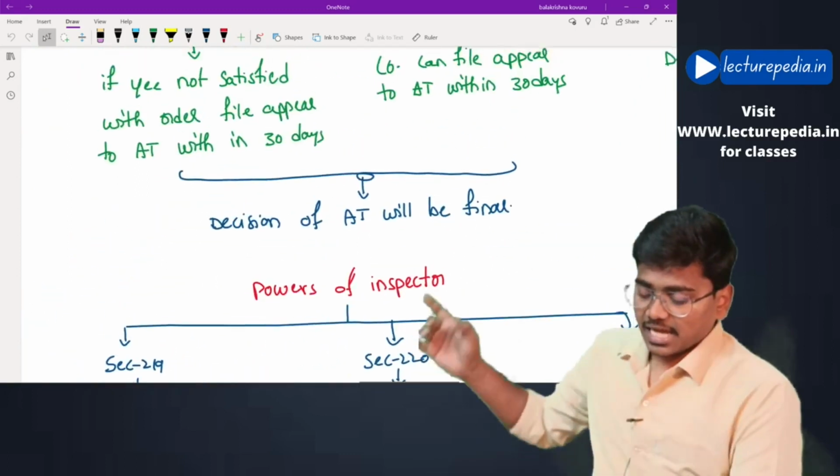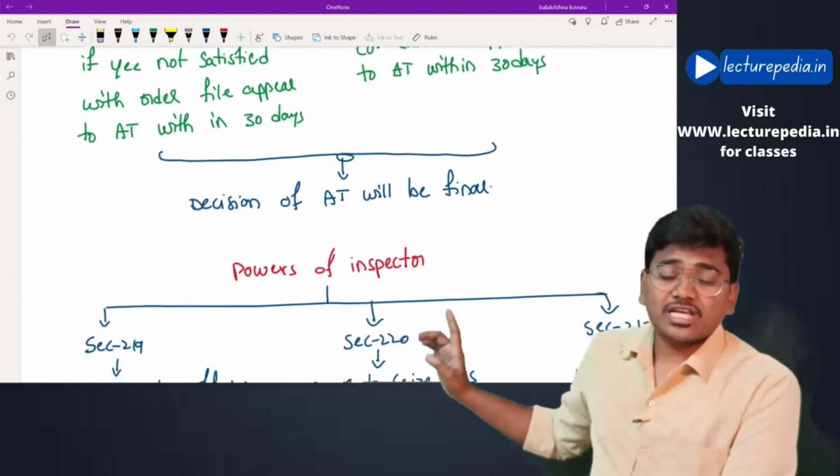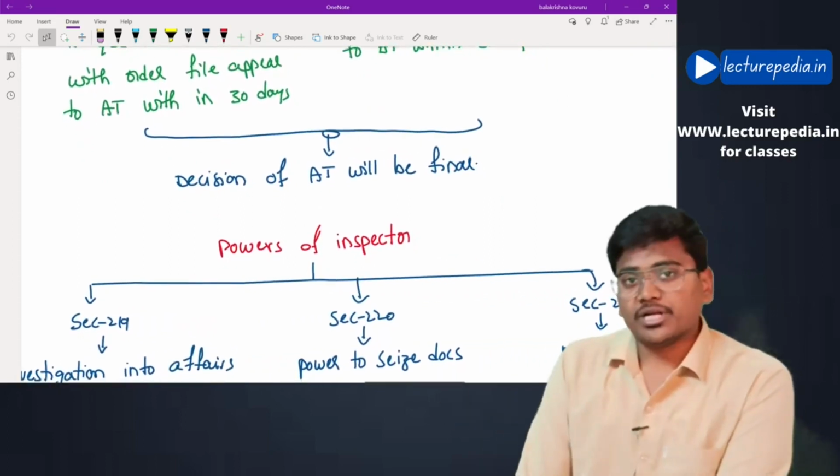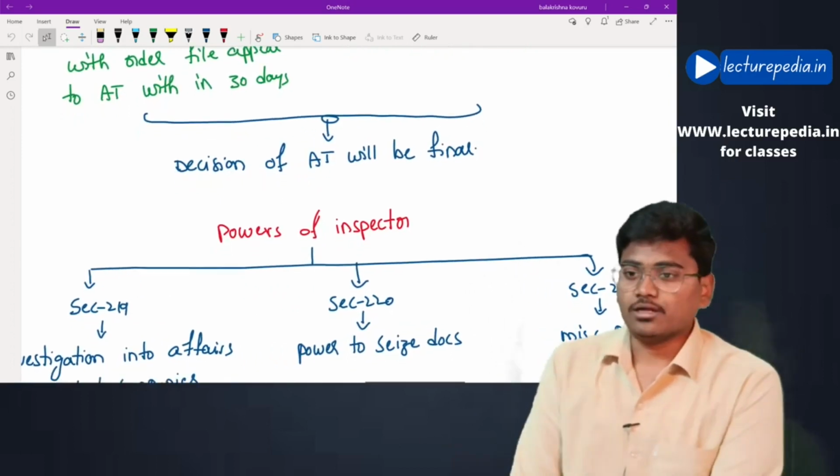And in case any appeal is filed, the decision of the appellate tribunal will be final. You cannot again file an appeal against the decision of the appellate tribunal. The appellate tribunal's decision will be final.